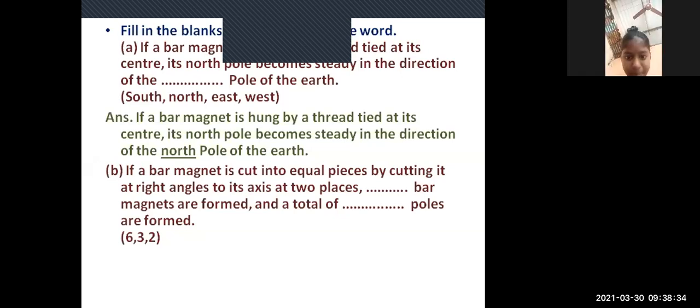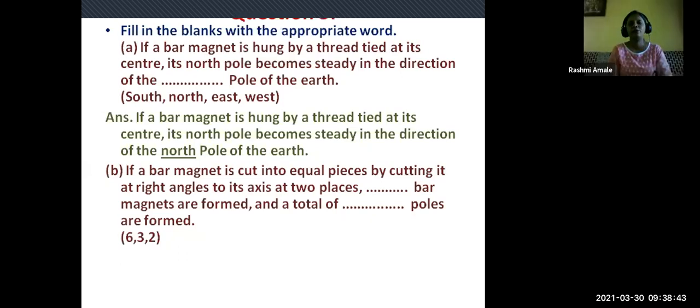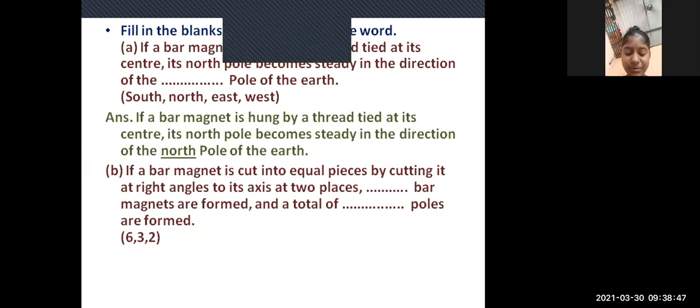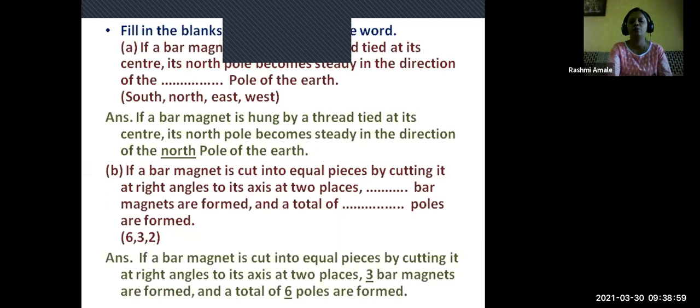Teacher, 2 bar magnets are formed and a total of 6 poles are formed. If 6 poles are there, then 2 bar magnets only are formed? 3. Yes, very good. So think carefully and answer. We are cutting it at two places. Imagine it. Okay, you are cutting it at two places. So total 3 bar magnets will be formed and 6 poles will be formed. All right.